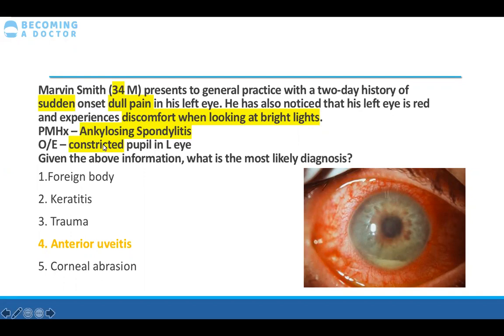On examination, you will see a constricted pupil, and all these things point to anterior uveitis as the most likely diagnosis. I know no one voted for the other examples, but just sort of going through them. There's nothing in the history to suggest there could be foreign body or trauma to it. Keratitis, again, yes, it can present with a painful red eye, but you have a few risk factors that make anterior uveitis more likely. And corneal abrasion, again, you'd see something would precipitate a corneal abrasion. So maybe using contact lenses, getting a cut, but there's nothing in the history to suggest such a thing.